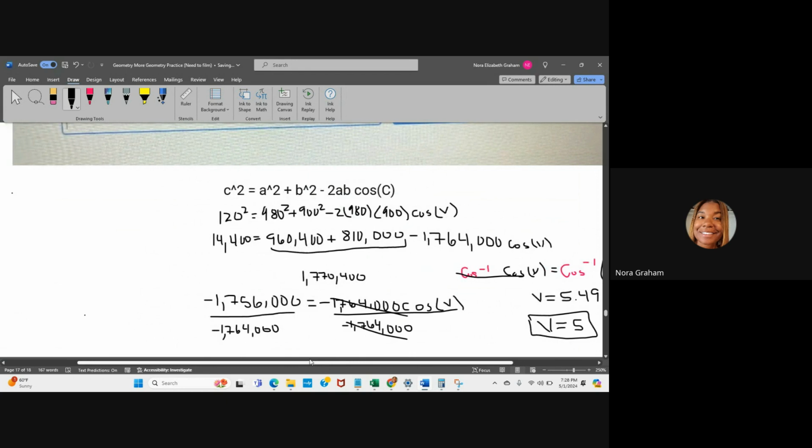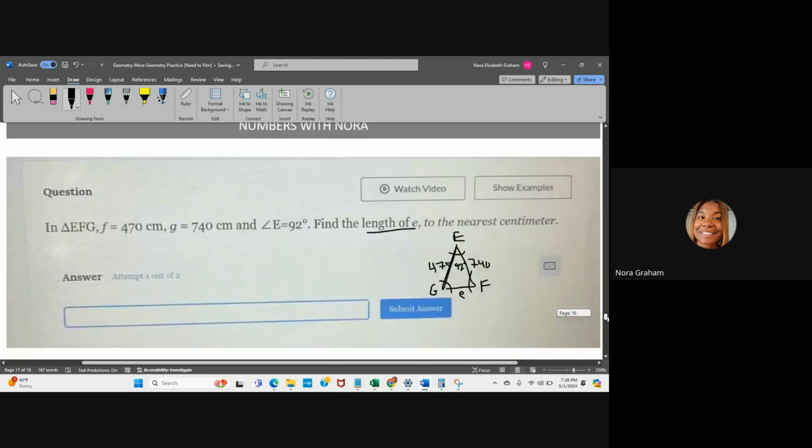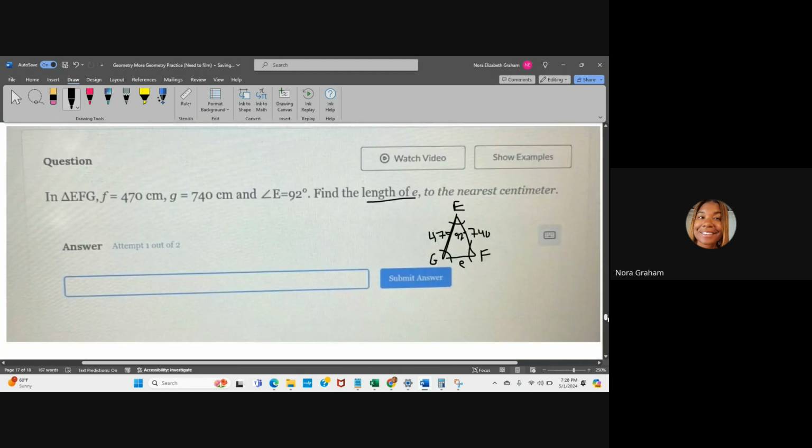I'm not going to do that problem because I want to show you another law of cosines problem where I use side angle side, okay? And that's going to be this one right here. So in triangle EFG, which I have over here, we have our side F is 470, right? So across from F, that's 470. Our side G is 740. So across from my angle G, that's 740. And then angle E, they give us an angle this time, is going to be 92 degrees. So as you see, we are using law of cosines because it's side angle side. Okay. So we're just going to plug it into our equation.